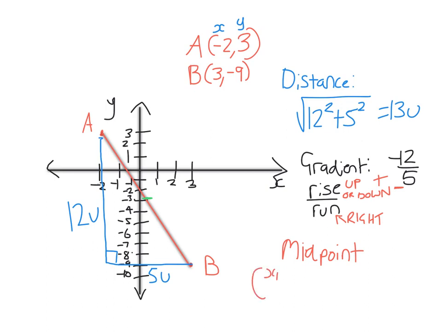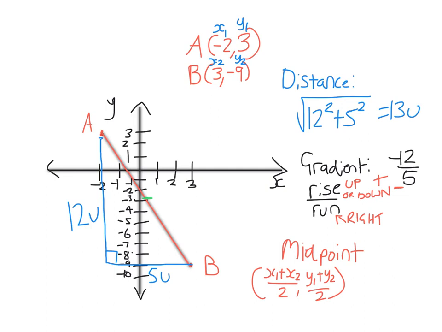So the midpoint is a point. It needs an x coordinate and it needs a y coordinate. So to find the midpoint, you take the average of the x values and the average of the y values. This doesn't mean x squared. What this means is the x coordinate of the first point, the x coordinate of the second point. So x1 is the x coordinate of point A, and similarly x2, y1, y2. That's what we mean here.